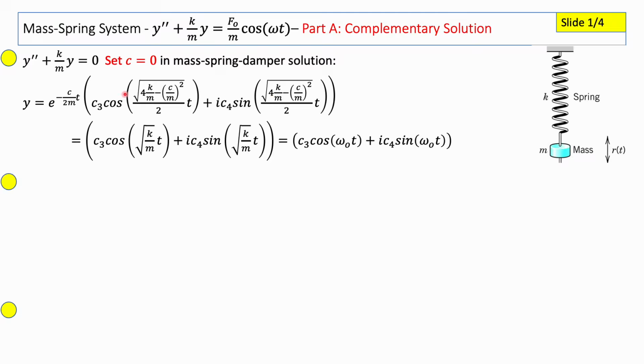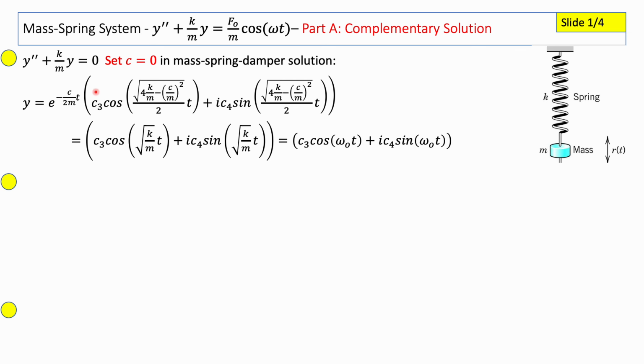Two points to make. This omega is the square root of 4k over m minus (c over m) squared, whole divided by 2. Just bear with me for a second. And another point to make is that the combination i c4 will be a real number, and you know how to do it when you apply initial conditions.